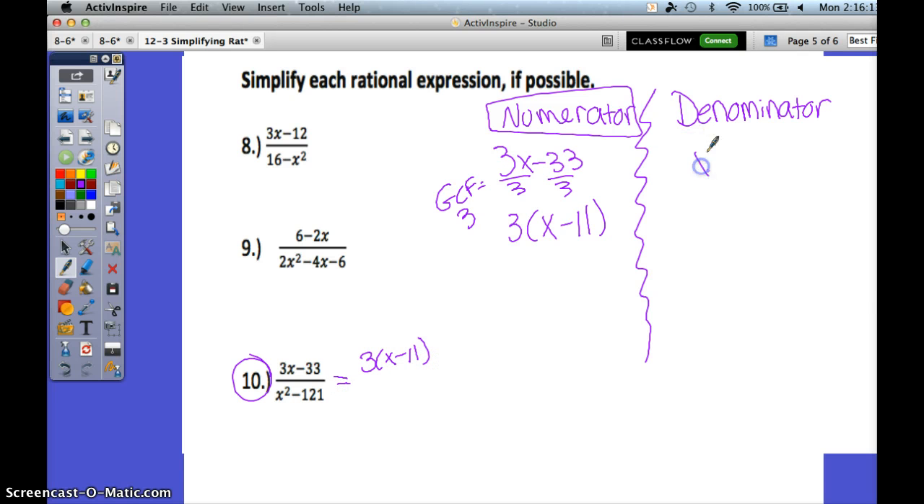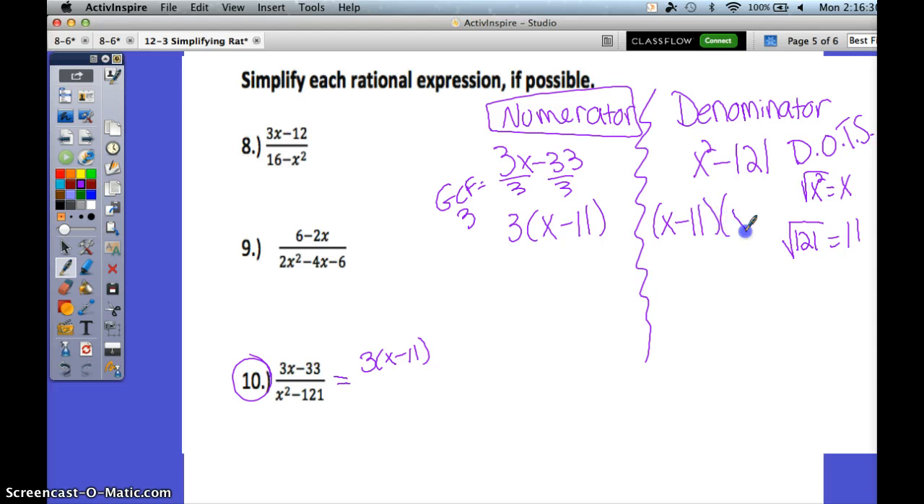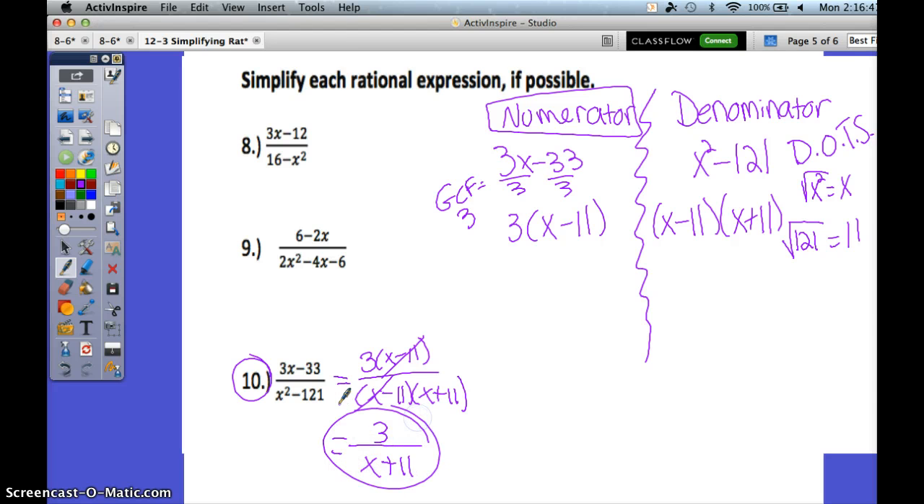Now my denominator is x squared minus 121. You have a difference of 2 squares. So the square root of x squared equals x, and the square root of 121 equals 11. So when you factor this, you get x minus 11 and x plus 11. Again, it doesn't matter if the plus or minus comes first. So you put it over x minus 11 times x plus 11. Notice same binomial, they cancel. You're left with 3 over x plus 11. And you are done.